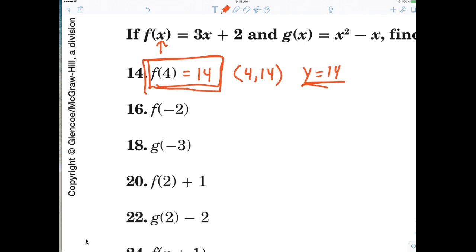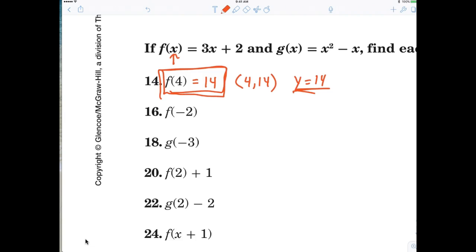Does everybody hear me? So if somebody says to you y equals 14, how good is that? It's no good. Because why? You don't know what x value corresponds to that 14. But if somebody says f of 4 equals 14, you know what? The x coordinate and the y coordinate. Is everybody happy with that? All right. So now, be careful. F of negative 2. Negative 4. Is everybody happy?